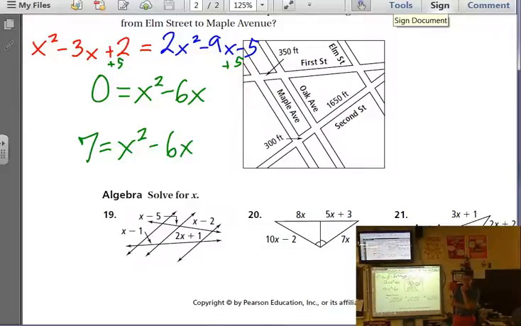Where can we go from here? That's the tough part. Trial and error? Trial and error. 1. No. 2. No. I started with 7 because it was the one on the other side, and it worked.